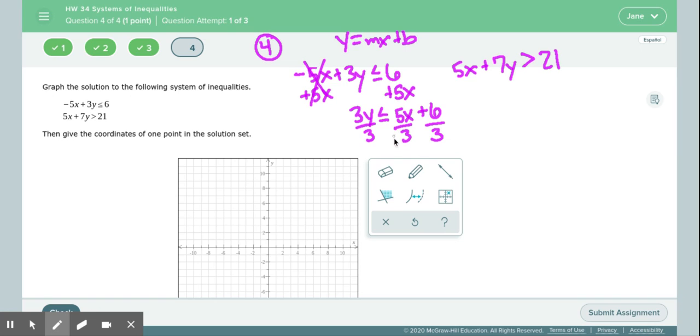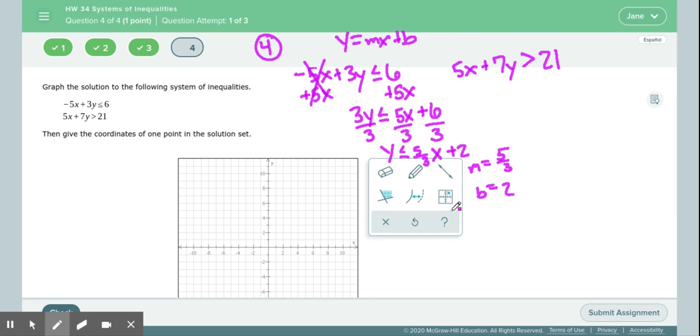This is going to give me, can I fit it? Yeah, I can fit it right here. Y, and since I was dividing by a positive, I keep the same inequality symbol. So y is less than or equal to 5 over 3 x. I can use Desmos to simplify, but that one doesn't. And then positive 6 divided by positive 3 is positive 2. What this is telling me is that my number in front of x is my slope. My slope is positive 5 over 3, and my y-intercept is positive 2.